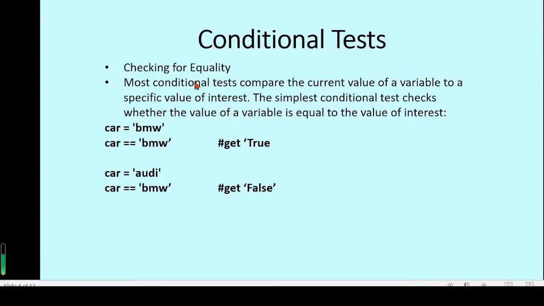Checking for equality. Most conditional tests compare the current value of a variable to a specific value of interest. The simplest conditional test checks whether the value of a variable is equal to the value of interest. So if the value is BMW, then we check car equals BMW, then get true. And if the value is Audi, and we check if car equals BMW, then we'll get false.